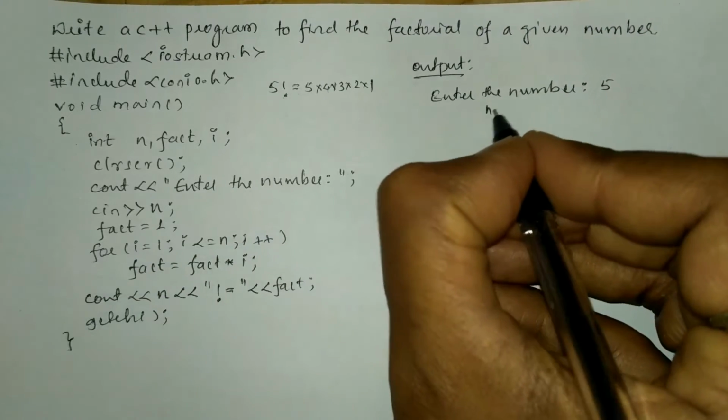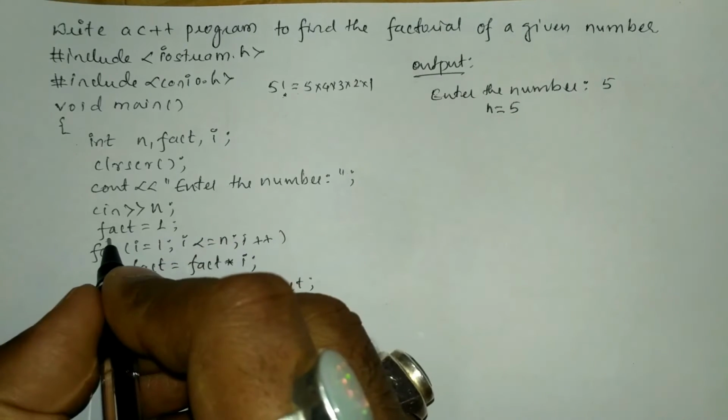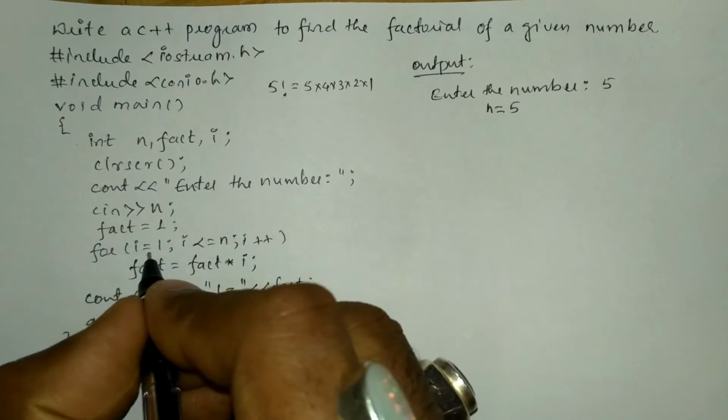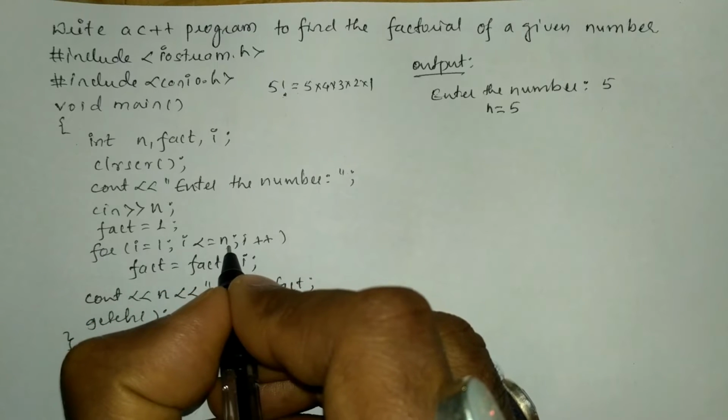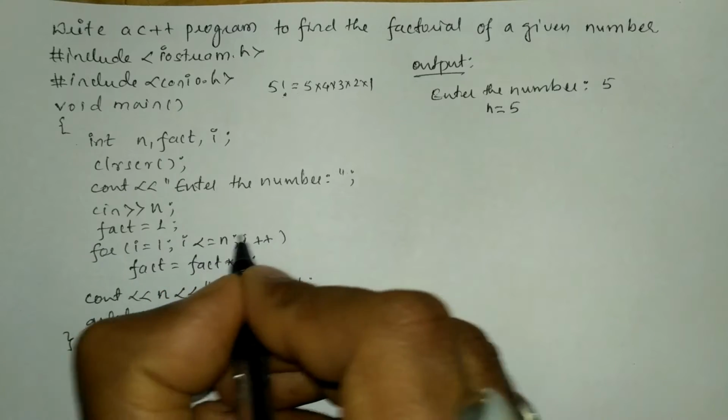So here the variable n is holding value 5. Next fact is equal to 1, and for i is equal to 1, i is less than or equal to n, n is 5. So i is what? 1 is less than or equal to 5.